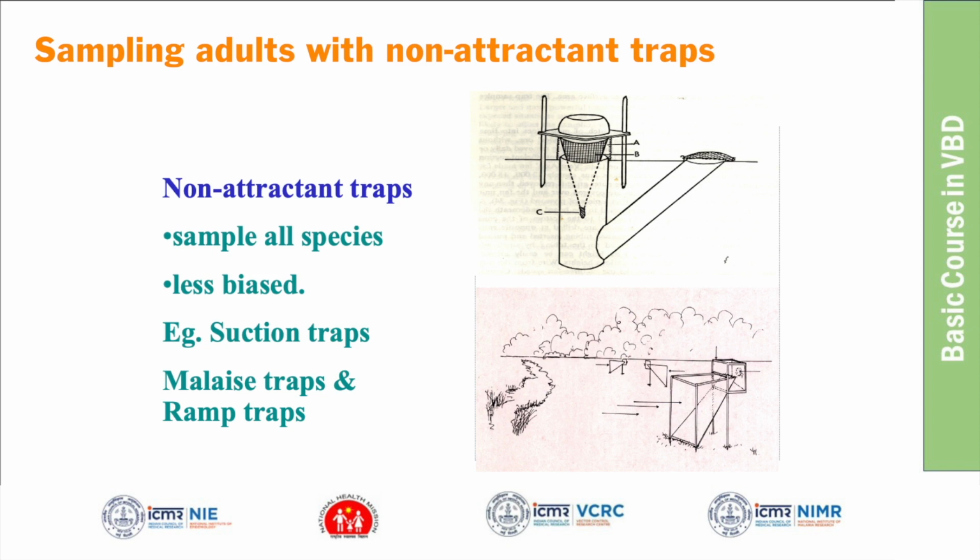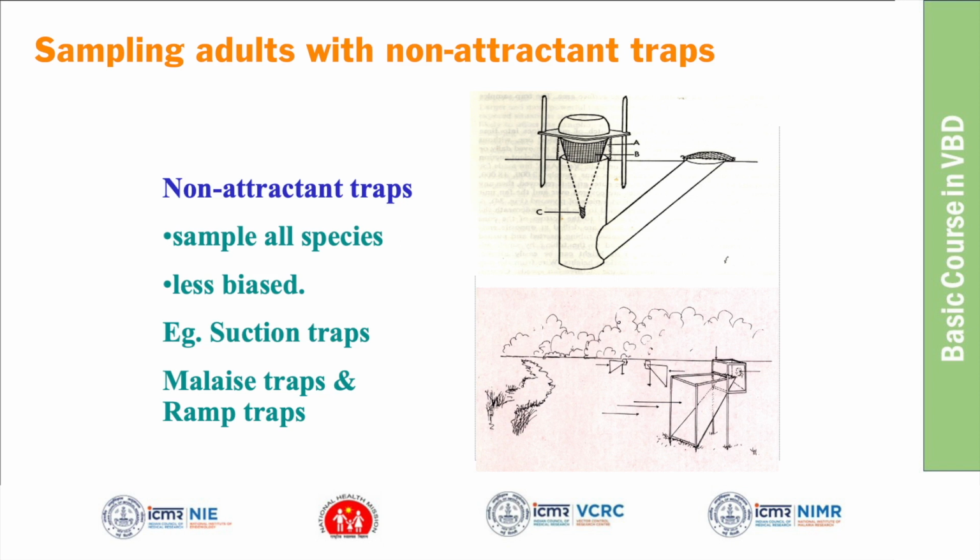So the fan operates, it creates a downward current and releases the air. The mosquitoes that are coming to the trap are trapped. Here you are not using any attractant, so it samples all species, less biased. Then these are all called suction traps. This type of trap is suction only; for suction you are using the fan.